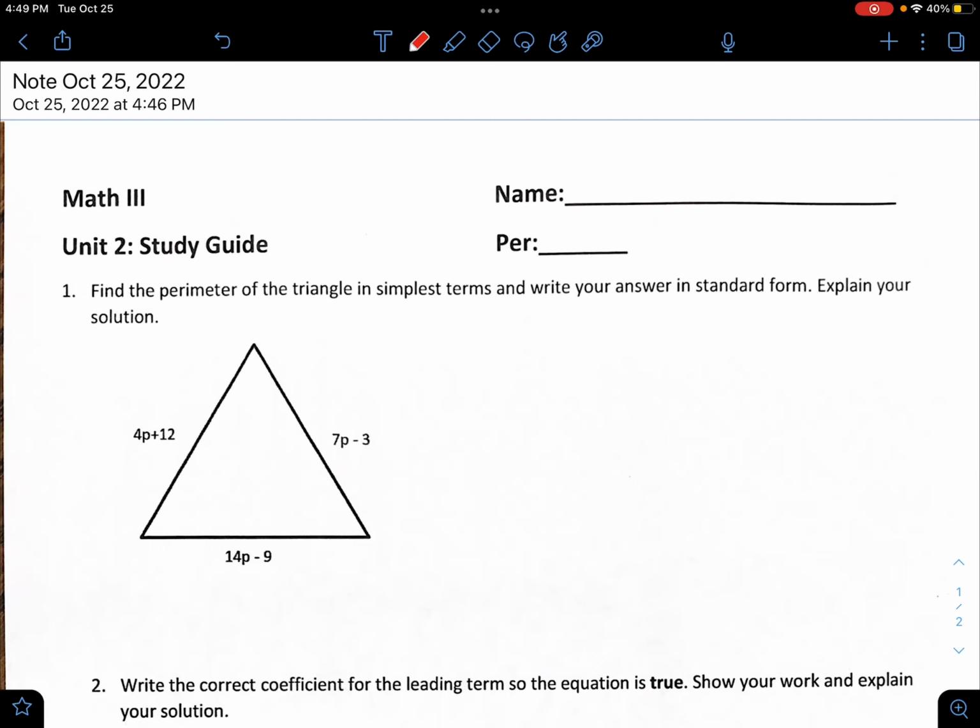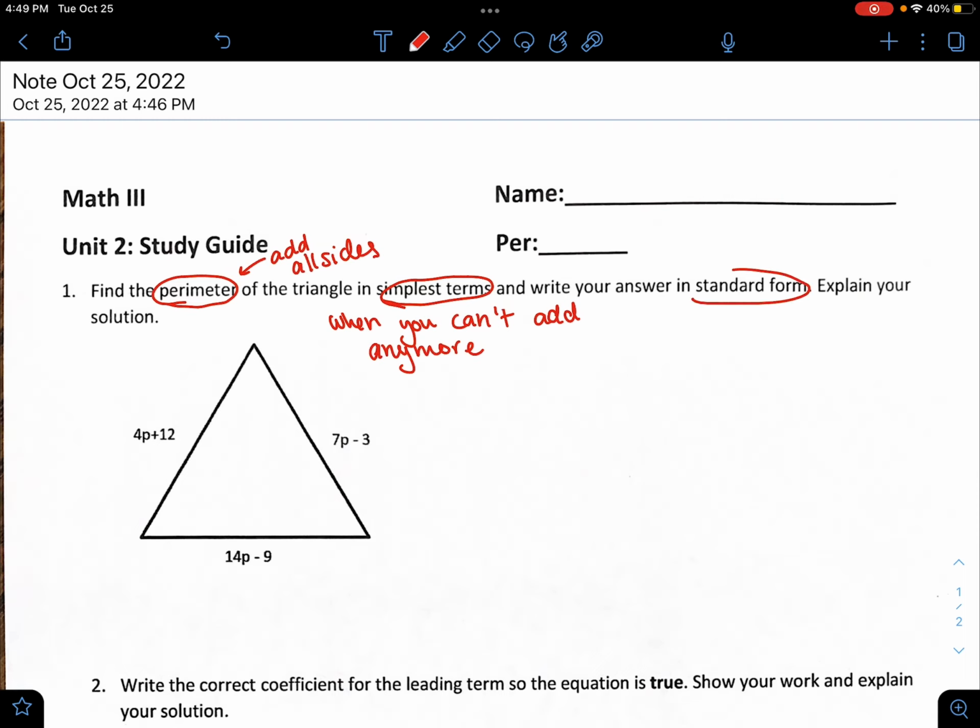Explain your solution. So this one's asking for a perimeter, which means to add all sides. Simplest terms, when you can't add anymore. It's good to do this so it can count as explanation. And standard form, this is degree in descending order. And last but not least, explain.